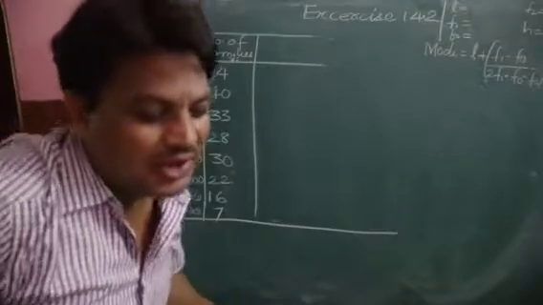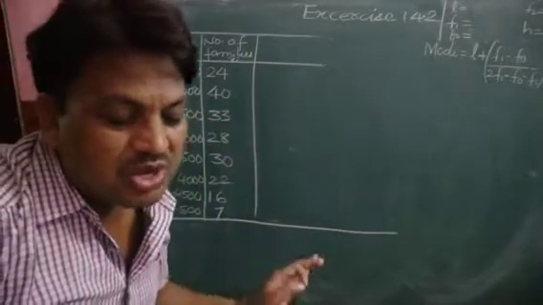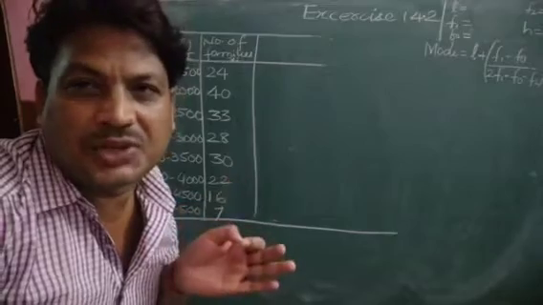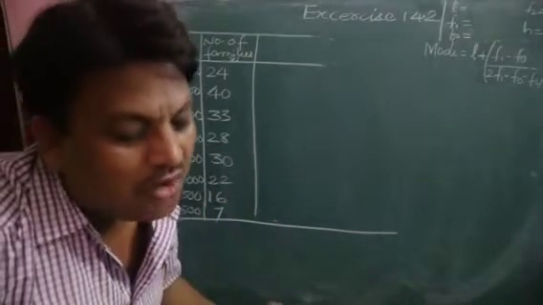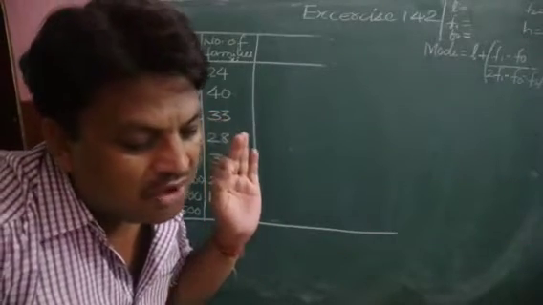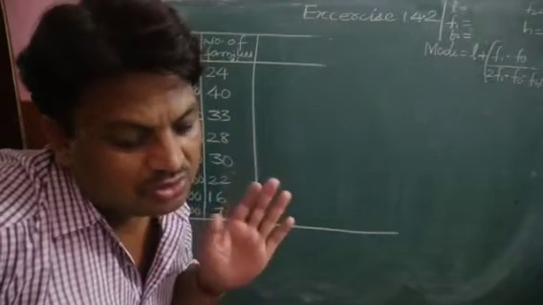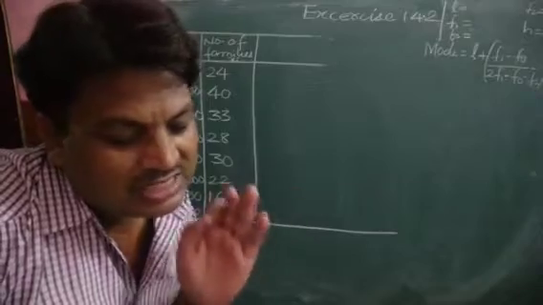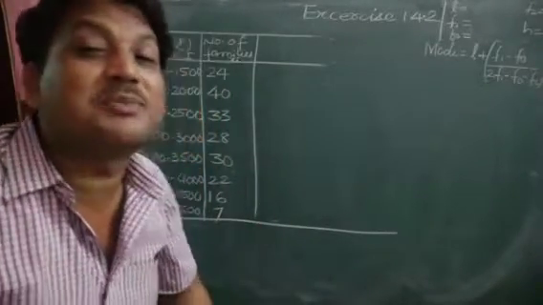Question number 3, children. The following data gives the distribution of total monthly household expenditure, the whole family expenditure, of 200 families. Total 200 families are there of Gummadidala village. Find the modal monthly expenditure of the families. Also find the mean monthly expenditure.